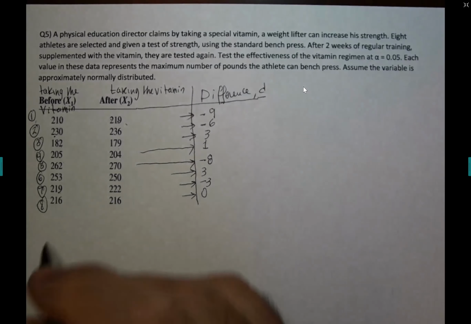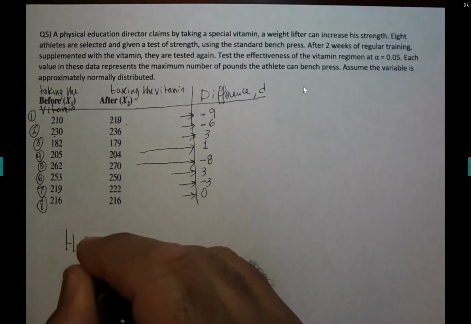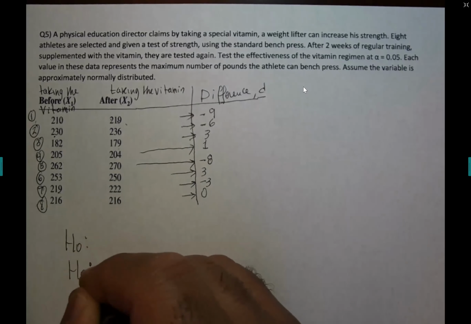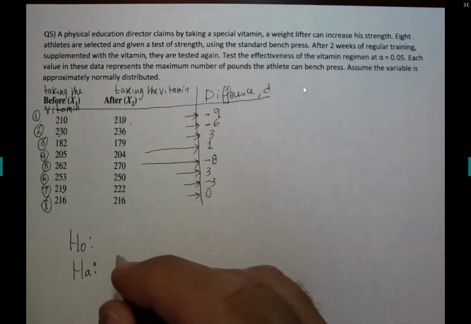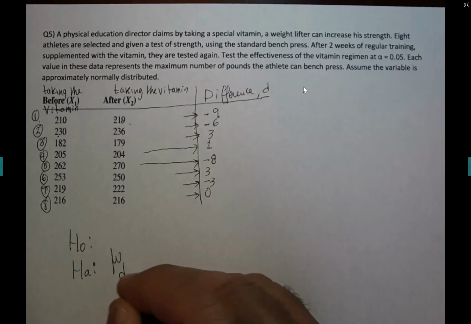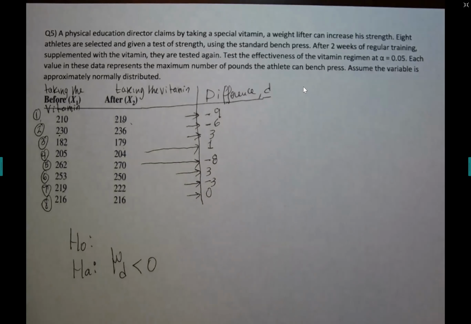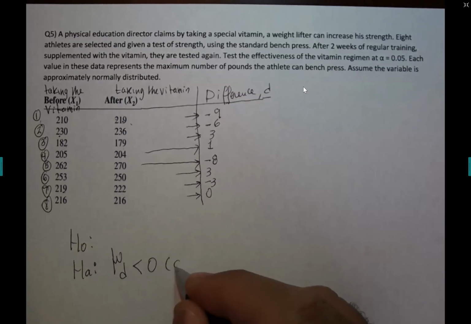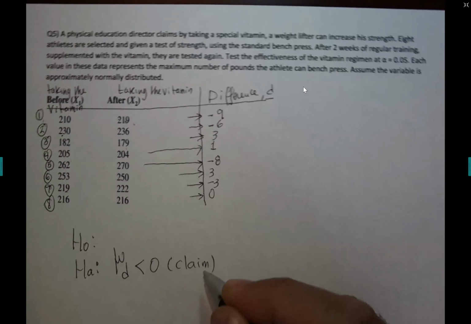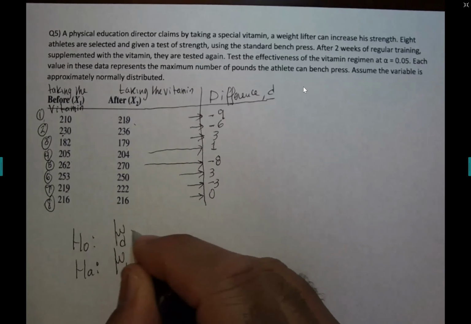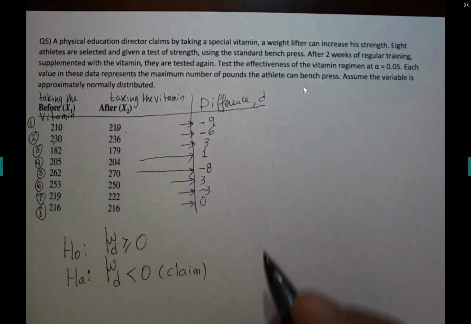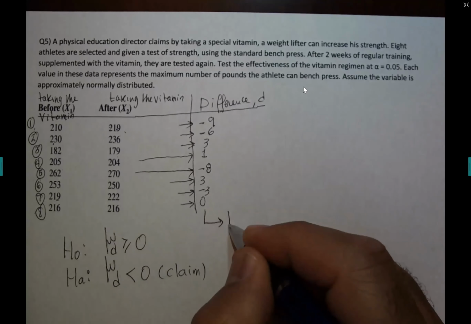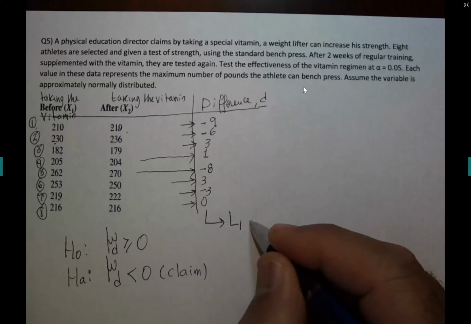Okay, I think, guys, you should agree with me now that if the difference is negative, it is working. If the difference is positive, it's not working. But the claim, it works. So we need the difference to be less than 0. That's the claim. And this is mu of d greater than or equal to 0. You put this data in L1 and run a t-test.